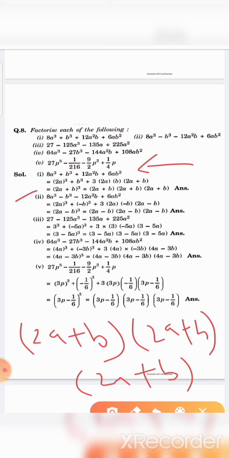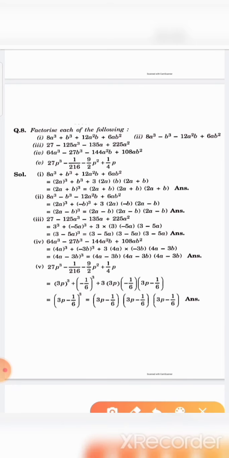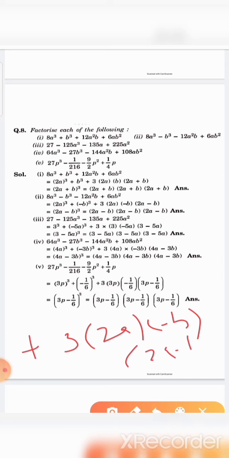Similarly, in the second question, first we compare using identity number 6. So in identity number 6 we compare the RHS terms. First we write the whole cube terms. So 8 is 2a whole cube, and b is minus b whole cube, plus here we write 3 into 2a minus b into 2a minus b. For that we multiply, we get the step.